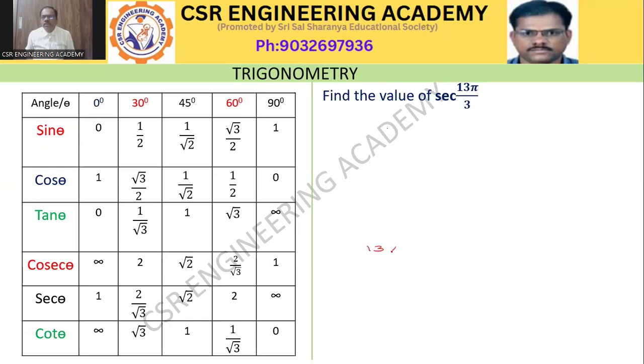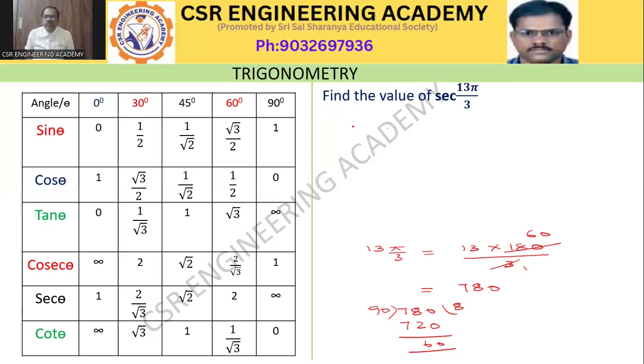Find the value of secant 13 pi by 3. 13 pi by 3 is equal to 13 into pi value 180, 13 into 180 by 3. 3 ones are 360, so it is equal to 780. 780 divided by 90, 90 eights are 720. 780 minus 720, 60.